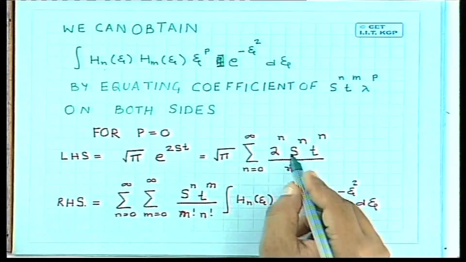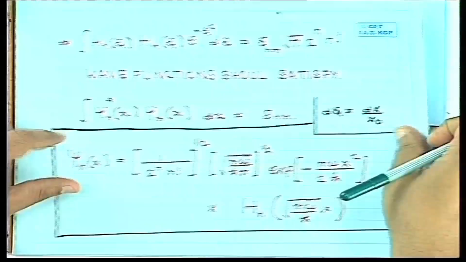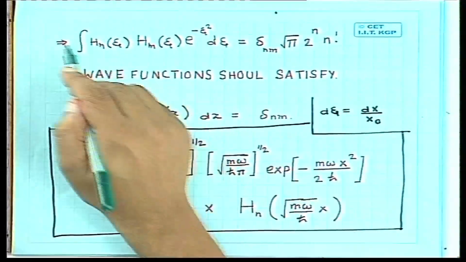So if these two are equal, it means that when n and m are different, this integral has to be 0. We only have the terms where n is equal to m. Okay, and when n is equal to m, you can work out what this integral is by just equating these two, which is what I have written here.